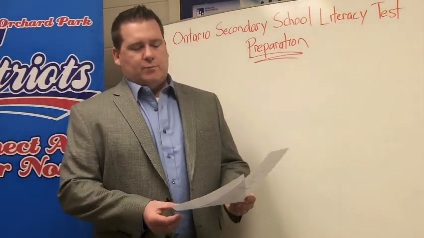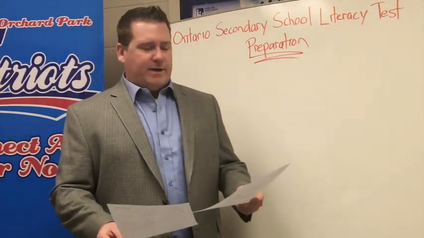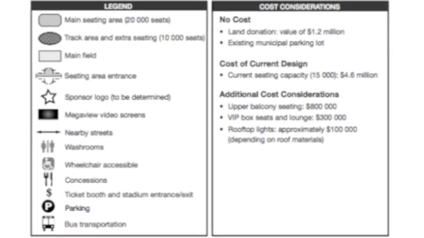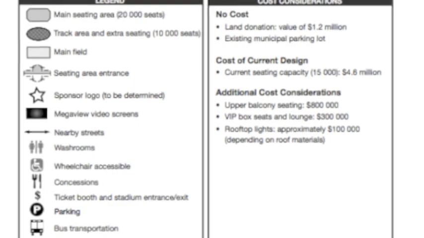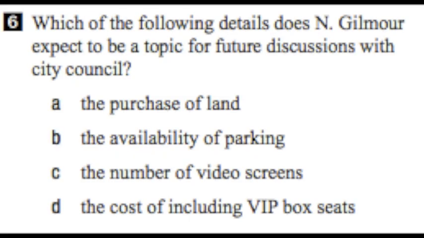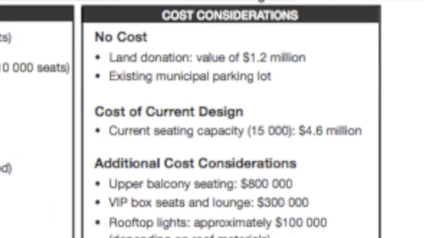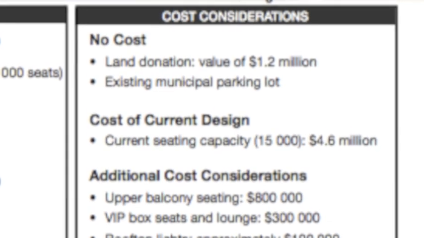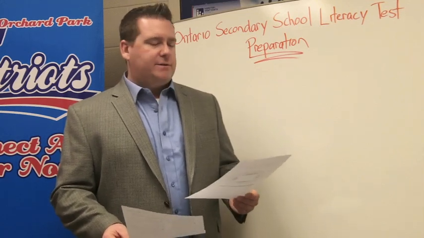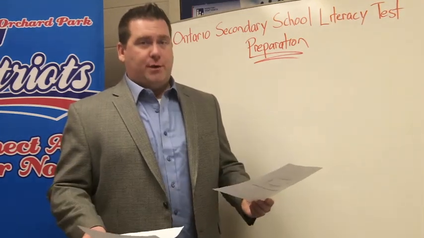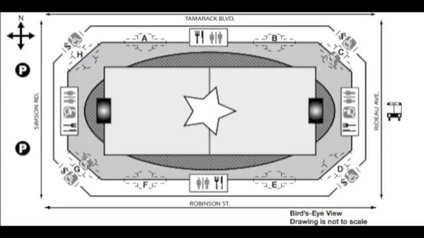cost. Well, if you take a look at the information that's provided, under the cost considerations, where it says no cost, it says land donation, value of 1.2 million, which means that A, the purchase of land, isn't going to be the correct answer. That's already been considered. The availability of parking. Again, it says that there's an existing municipal parking lot. Parking is already considered, so B is not going to be the correct answer. C refers to the number of video screens, but again, on this proposal, it indicates that there would be video screens on both the east and west sides of the stadium.